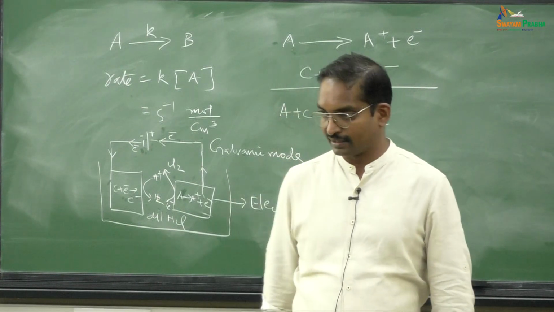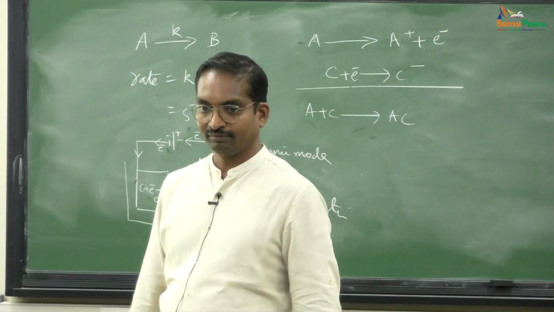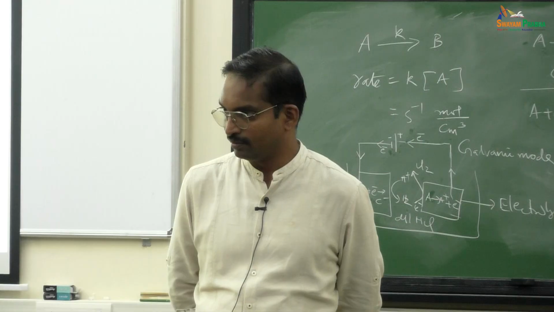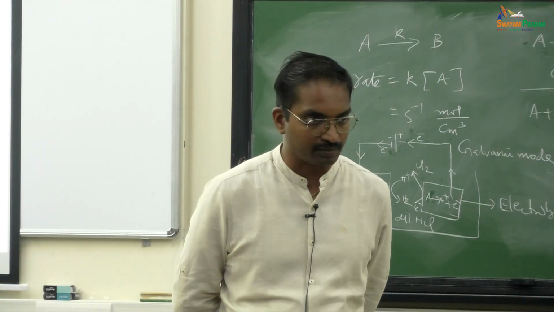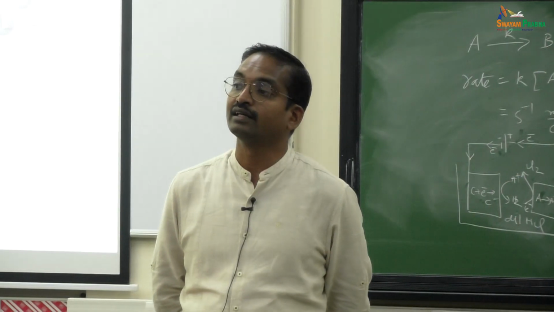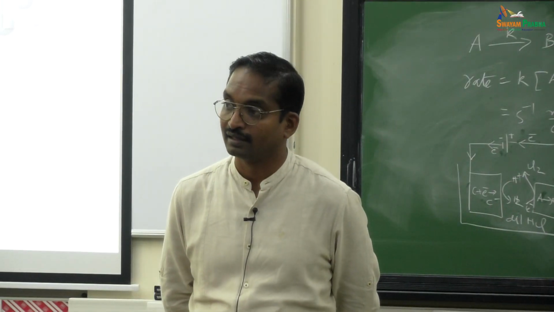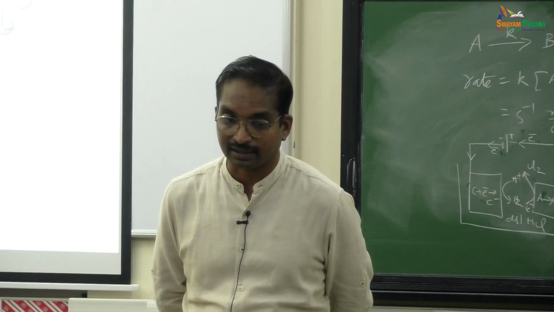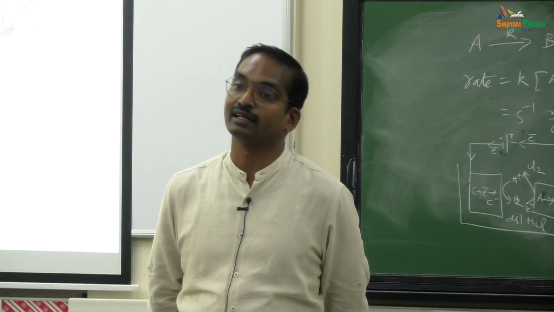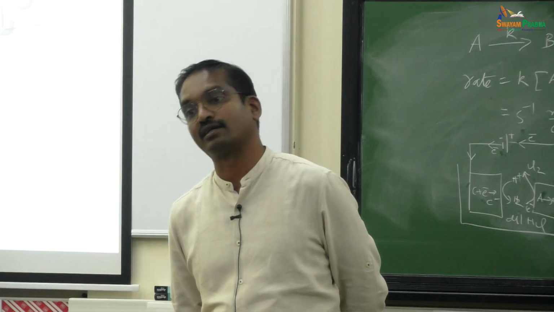All spontaneous reactions, what happened? Delta G less than 0, negative, is a spontaneous reaction according to thermodynamics. All those spontaneous reactions I can convert into an electrochemical cell. What kind of electrochemical cell? Galvanic cell. It will give energy. Wherever delta G is positive, again I can convert it into a cell. It will become an electrolytic cell.